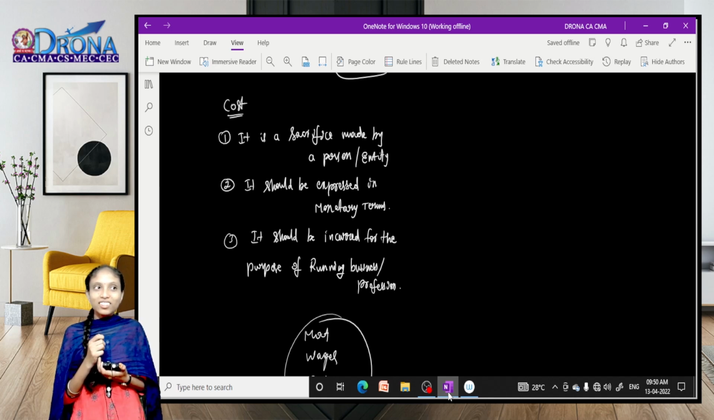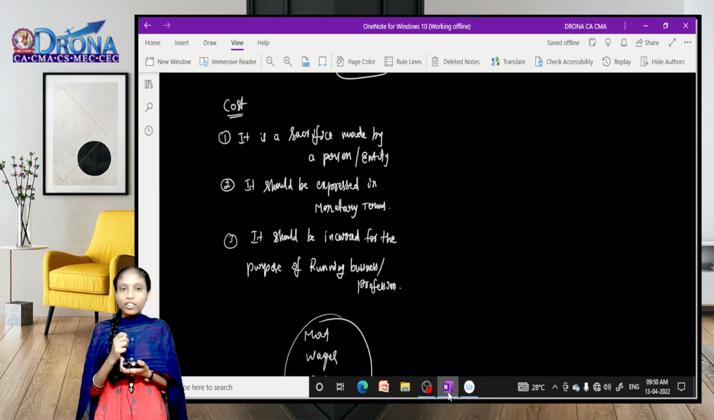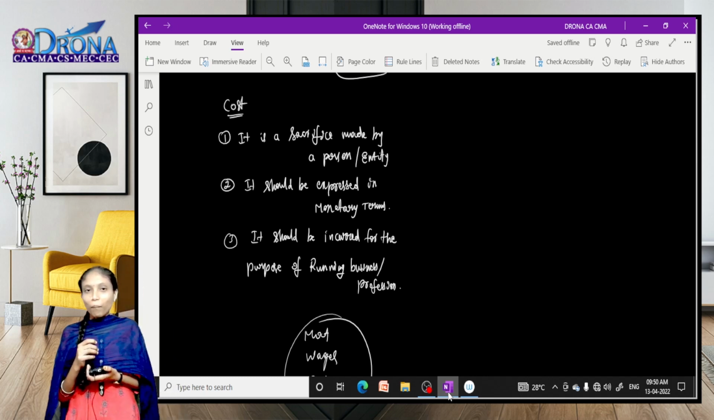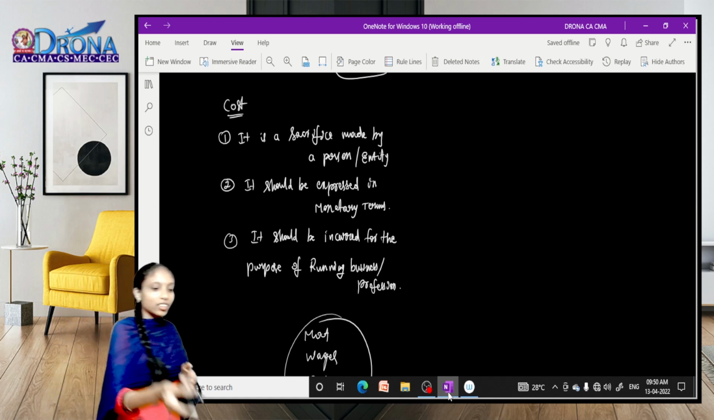Second classification is decision making: variable cost, fixed cost and semi-variable cost, opportunity cost and sunk cost. Third one is controllable cost and uncontrollable cost.